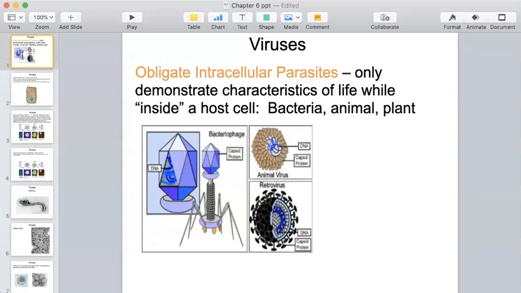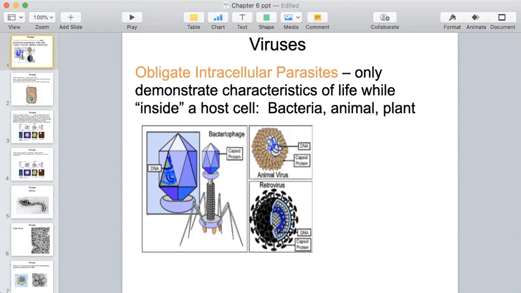I'm going to share my screen again. Let's take a look at viruses. Now, viruses, you've already read and annotated, so some of these things should stick out to you right now. Viruses are very unique organisms, if we can even call them organisms. Some books would probably refer to them as infectious particles. But these organisms are unique because they are obligate intracellular parasites.